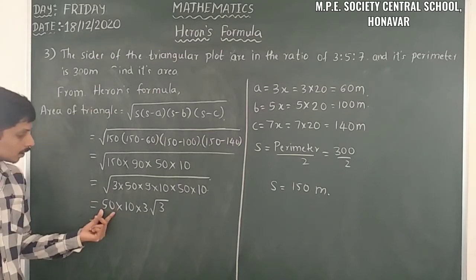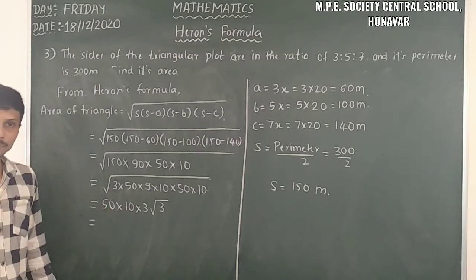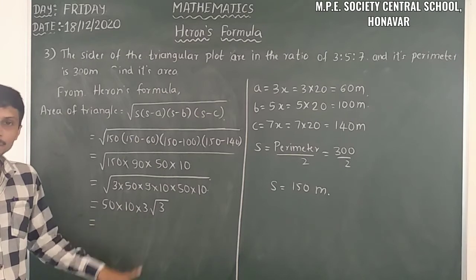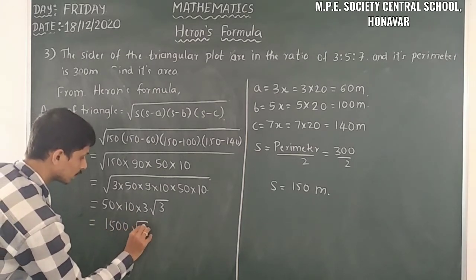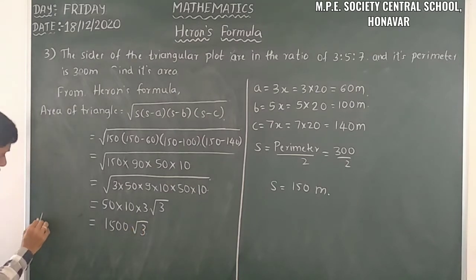Then just observe 50 into 10. It is 500, and 500 into 3 means 1500 root 3. That is the area of the triangle.